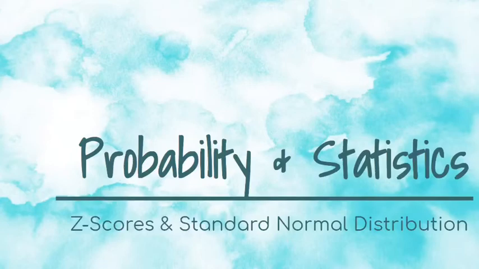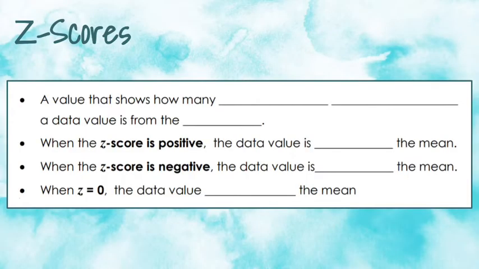Hello, today's video is going to discuss z-scores and standard normal distribution. So a z-score is a value that shows how many standard deviations a data value is from the mean. When the z-score is positive, the data value is above the mean. When the z-score is negative, the data value is below the mean. And when the z-score is equal to 0, the data value is equal to the mean.